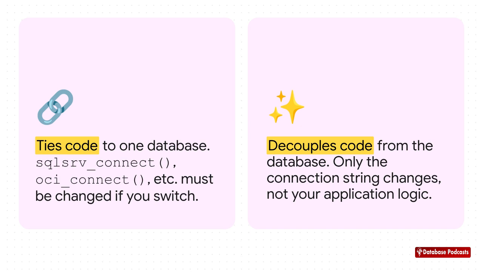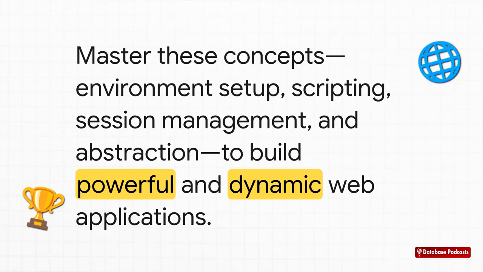But with PDO, your main application logic, all your queries, all your loops, it all stays exactly the same. The only thing you have to change is that one little connection string at the very beginning. It completely separates, or decouples, your code from the database it's talking to. It's a huge deal. And really, that's the whole journey right there. We went from setting up the workshop, to scripting the connection, to dealing with that weird stateless nature of the web, and finishing up by writing smart, flexible code. If you can master these fundamental concepts, you can build pretty much any powerful, data-driven application you can think of for the web.